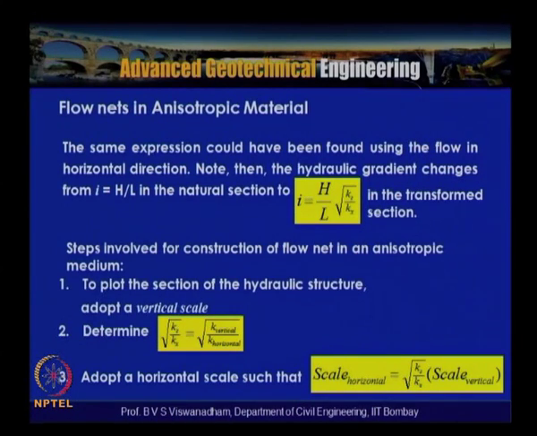So the steps involved in the construction of a flow net in anisotropic medium are: first, plot the section of the hydraulic structure and adopt a vertical scale. Then determine root over kz by kx, which is root over k vertical by k horizontal, and adopt a horizontal scale. The vertical scale is considered as it is and the horizontal scale is modified. The horizontal scale is root over kz by kx into the scale adopted for the vertical scale.